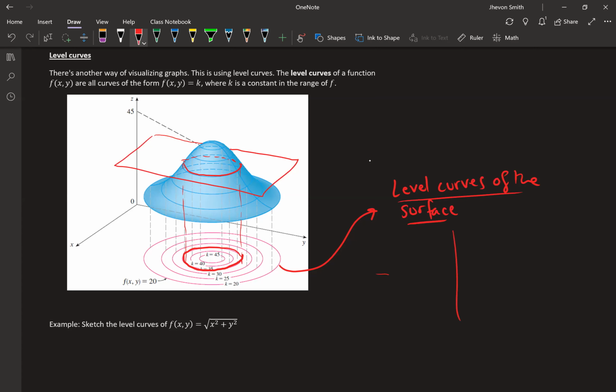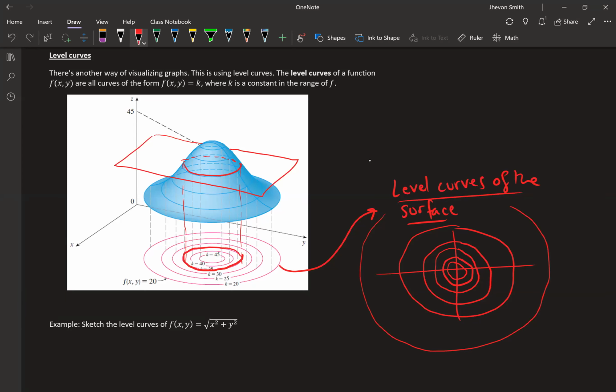So in this case, you'll just get a bunch of concentric circles. Now, technically they would start steep, and then they kind of get wider as you go out, as it gets shallower. So those are called level curves. Now, of course, pretty much all of you would have seen an example of level curves before. It works like a contour map.